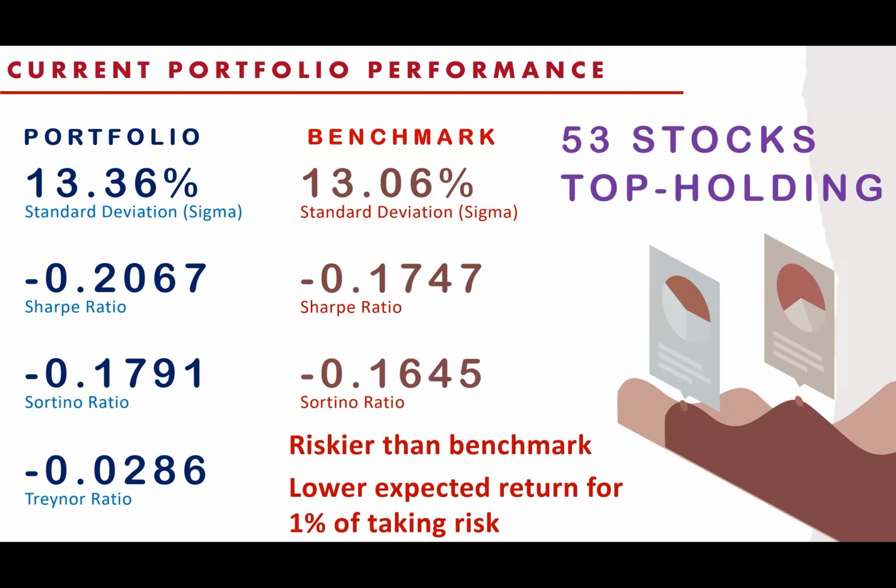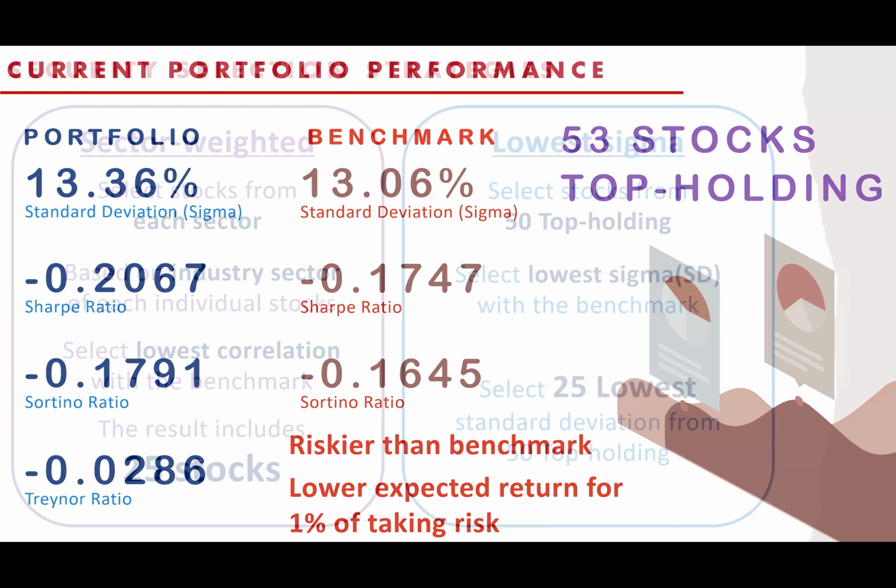So we then compared the portfolio which the client currently has to the benchmark, and as you can tell, the client has a higher standard deviation, which means a higher risk for him. He also has a higher Sharpe ratio, a higher Sortino ratio, and a higher tracking error. This just translates that the client has a riskier portfolio compared to the benchmark, and there's lower expected return for every risk that he actually takes.